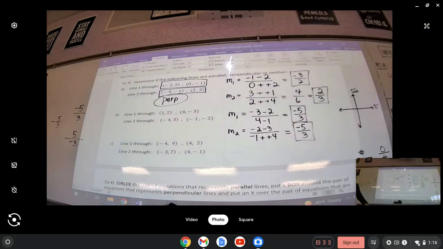Find me the slopes, and let's figure out what these ones are. Guys, they are trying to trick you on the last one. Don't fall for it. You're better than that.